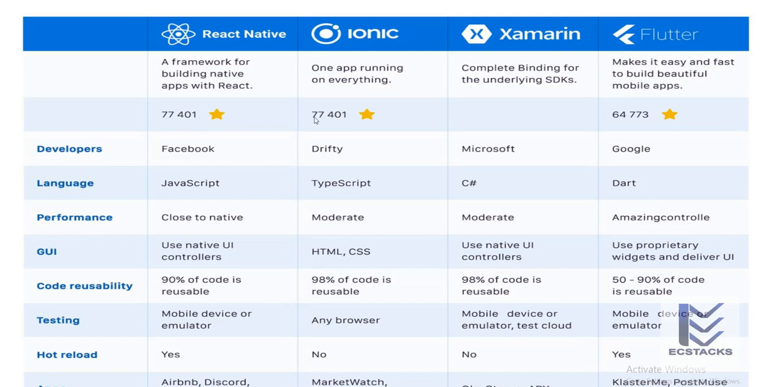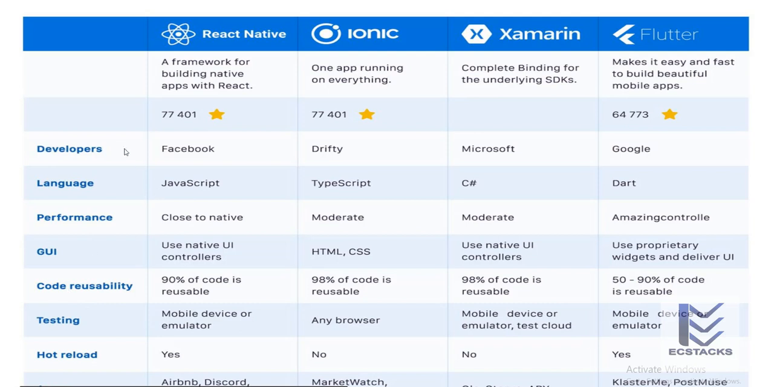Now let's learn about the graphical user interface. React Native uses native UI controllers. Ionic uses HTML and CSS, so for web developers it will be easy with Ionic. But hold on, Flutter is actually easier. Xamarin uses native UI controllers, and Flutter uses its own widgets and renders the UI. The Flutter UIs are really amazing and really fast. You will get to know about them when you start building your own apps.